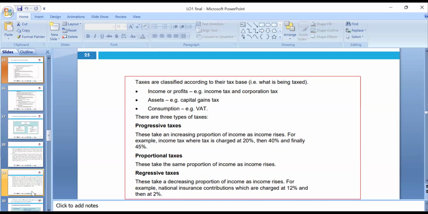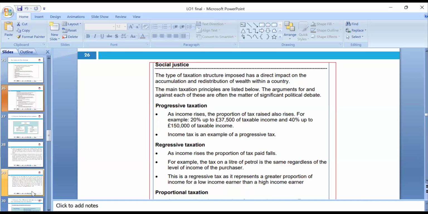So if the income rises by 10%, the tax rises by 10%, and so on. A regressive tax decreases the proportion of the income as the income rises. For example, national insurance contribution, which is charged at 12%, and then 2% after 50,000. That's what we can look at in this subject.